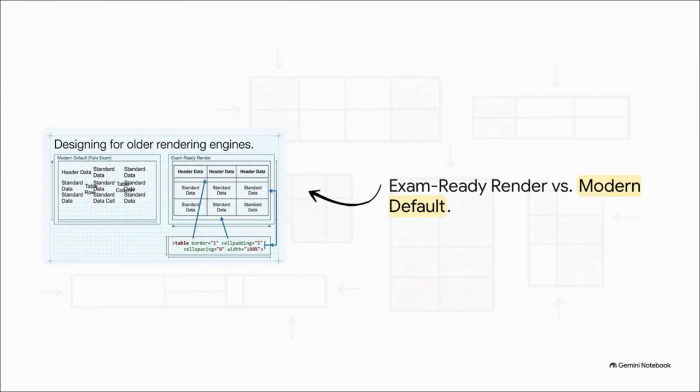So, to get that crisp, exam-ready render you see over on the right, you absolutely have to hard-code specific attributes. I'm talking about specifying a border, setting your cell padding to give the text some breathing room, tweaking cell spacing, and setting a width, like 100%, so the table accurately fills the screen. You can't skip this step.